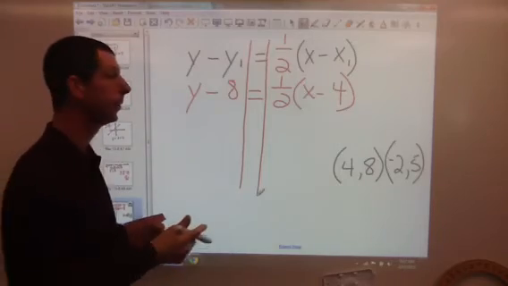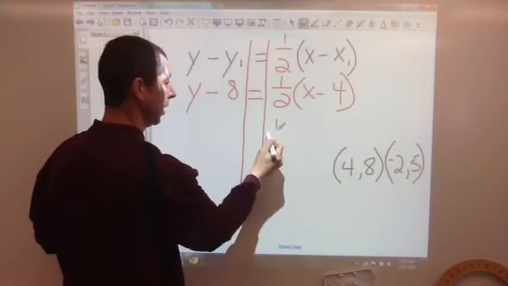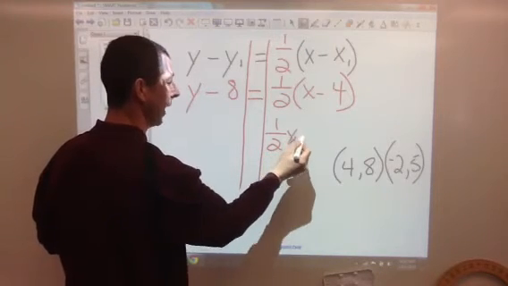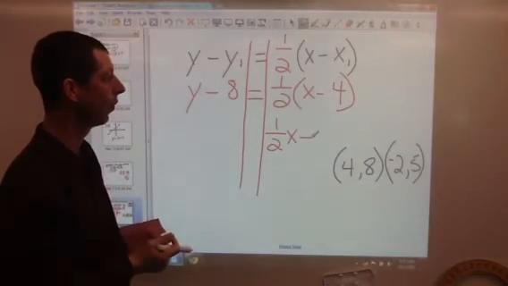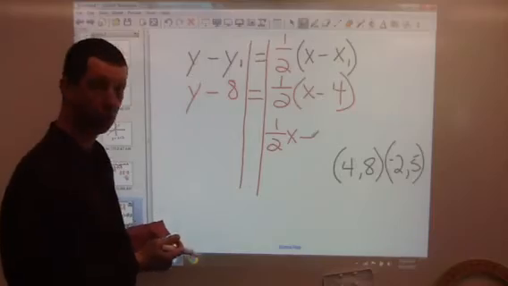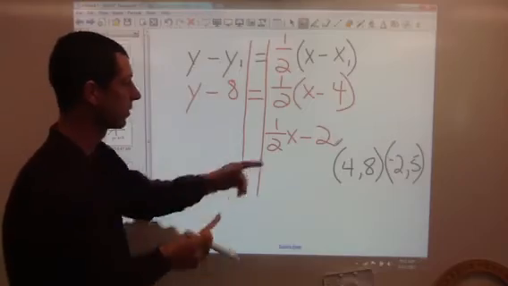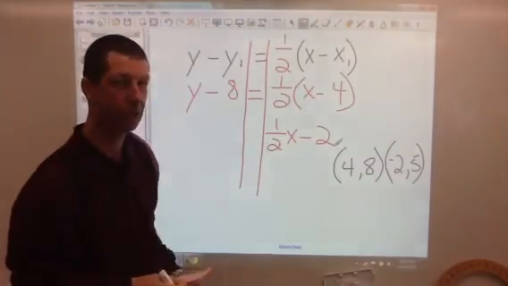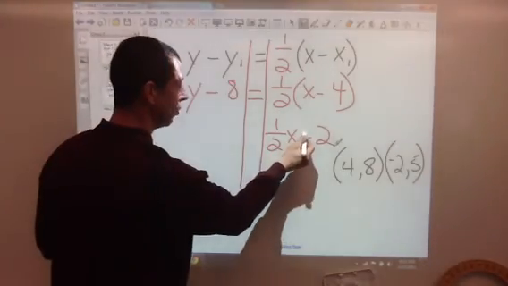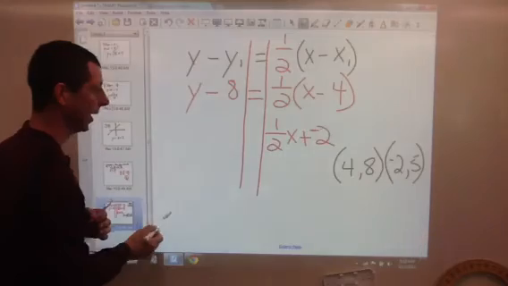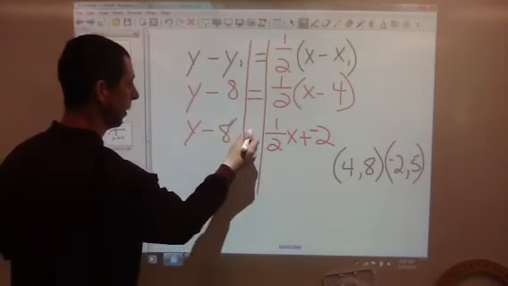Okay, so my first step here is to get rid of the set of parentheses. So 1/2 times x is 1/2 x, minus 1/2 times 4. 1/2 times 4 is going to be 2. So it's 1/2 x minus 2. I'm just bringing my subtraction down. If you wanted to add the opposite at this point, you could. I'll go ahead and do that, add the opposite here, so it makes that a negative 2. That will make this next step a little bit easier to understand.